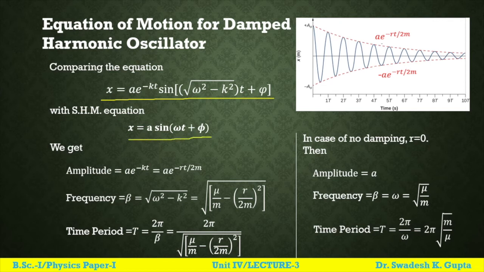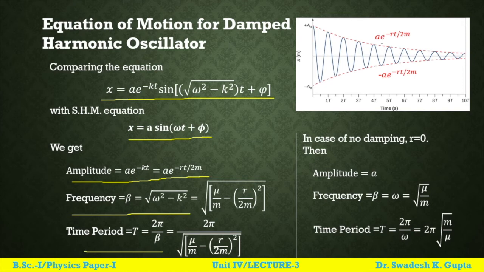Now as we get this solution, if we compare it with the simple harmonic motion equation, we see that the amplitude is A e to the power minus kt, and putting the value of k we will have A e to the power minus rt by 2m. So it means that the amplitude will decrease exponentially with time, and the frequency of this simple harmonic motion will be under root omega square minus k square, and the time period will be given as here.